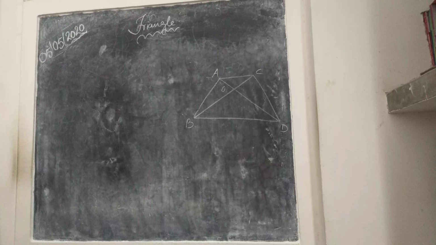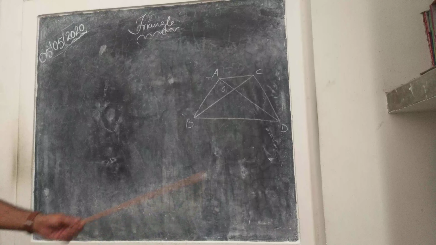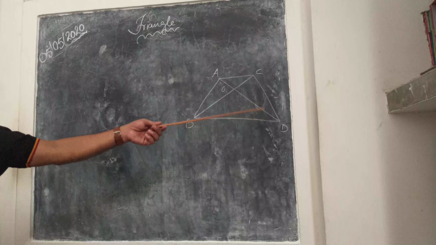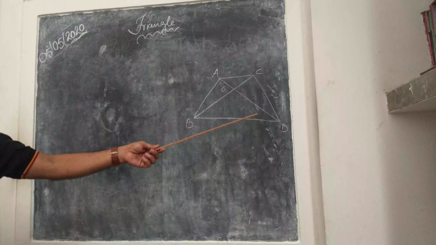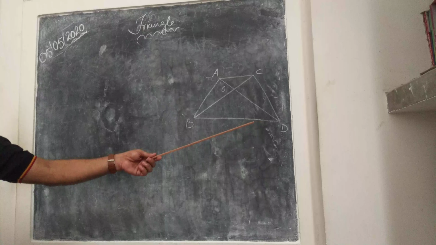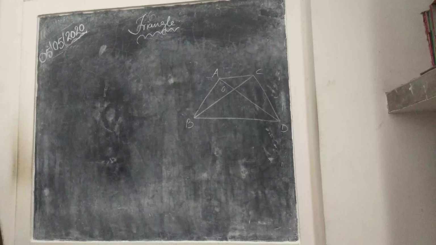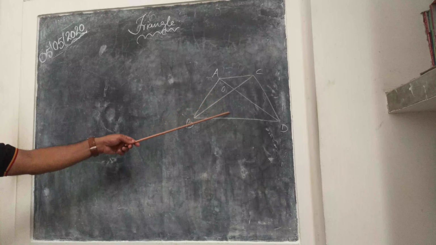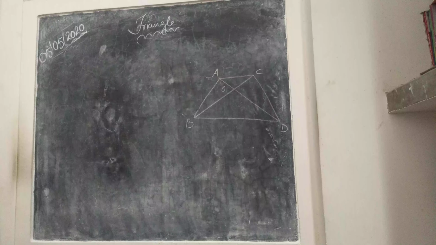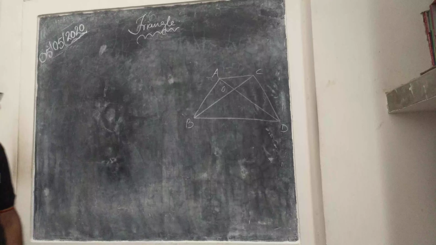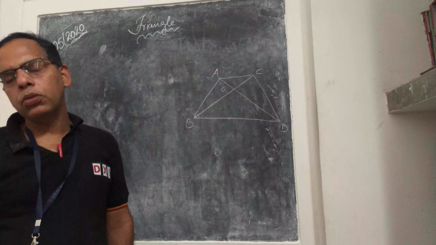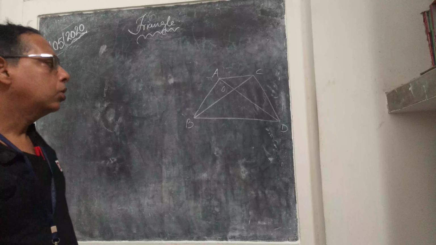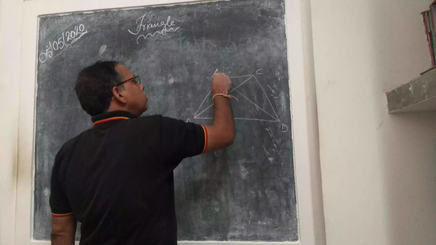Now AD intersects BC at O. Show that the area of triangle ABC divided by the area of triangle DBC equals AO by DO. Now you have to find the ratio of the areas of these two triangles. Yes or not? Then what can you do? First of all, the area of a triangle is what? Half into base into altitude. So first of all you draw 2 altitudes.